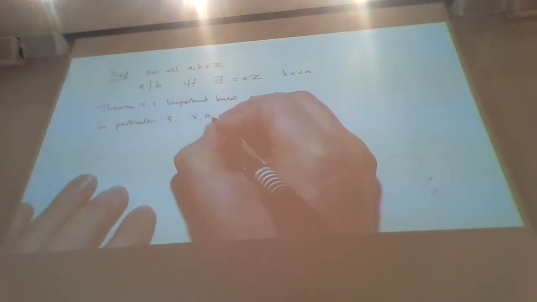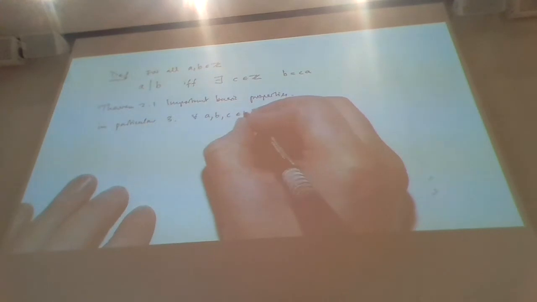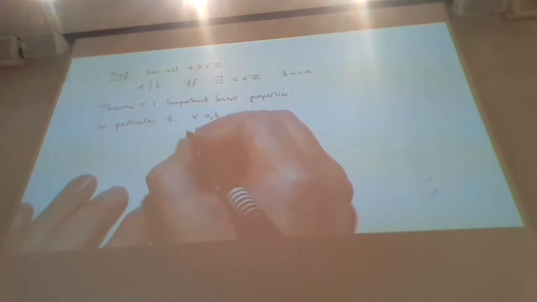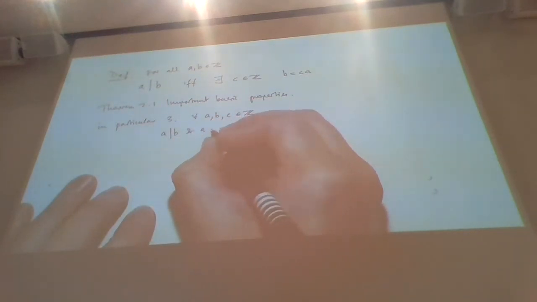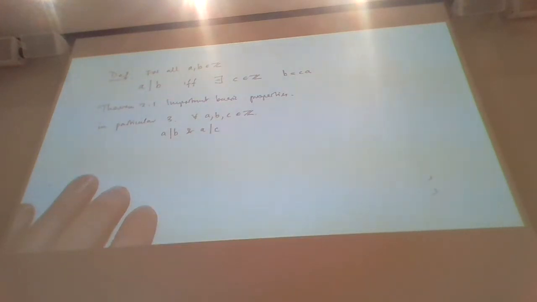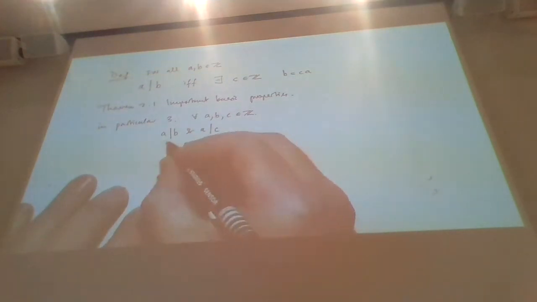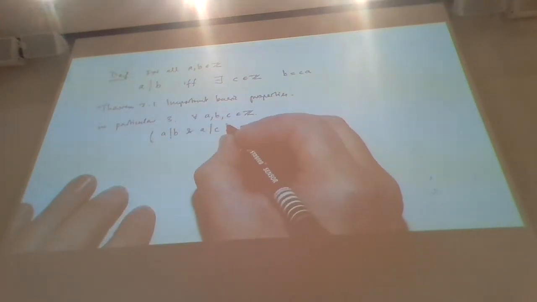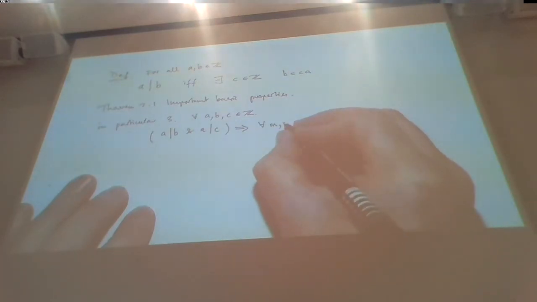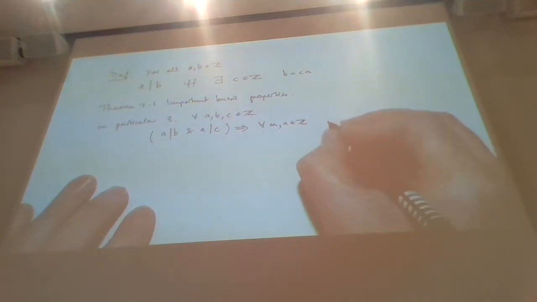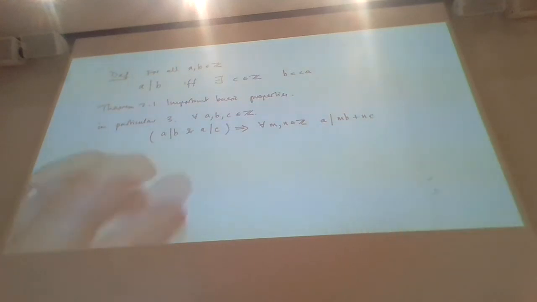So for every triple of integers, A, B, and C, if A divides B and A divides C, that implies that for every pair of coefficients M and N, you might care to name, A will divide M times B plus N times C. So M times B plus N times C is a linear combination of B and C.